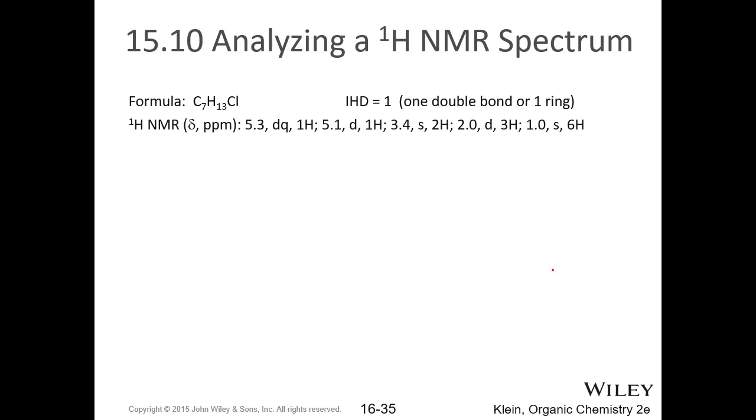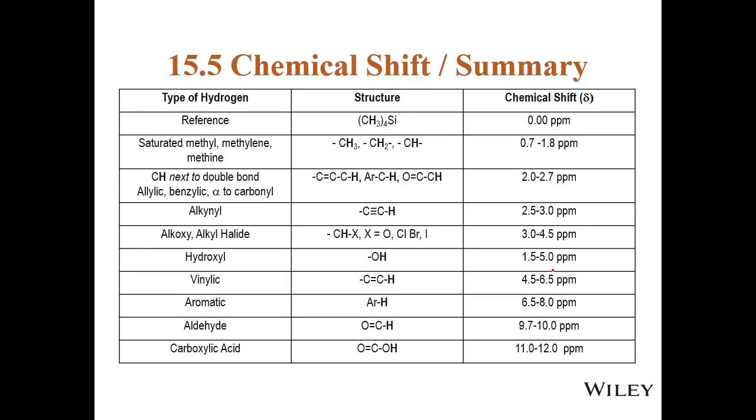The next step then is to actually go through and interpret what we have. My recommendation is start with integrals, look at the pieces, draw them, and you can use chemical shift to help along the way, and then put it all together with the splitting. So we have 5.3, a doublet of quartets. Again, go to our table.